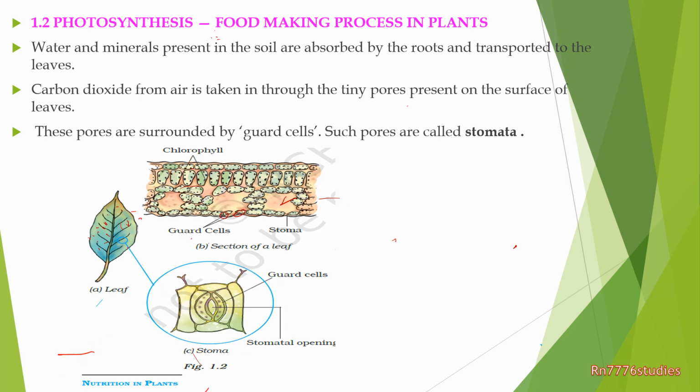The water and minerals present in the soil are absorbed by the roots and transported to the leaves. Carbon dioxide from air is taken in through the tiny pores present on the surface of the leaf. These pores are surrounded by guard cells. Such pores are called stomata. These are stomatal openings.